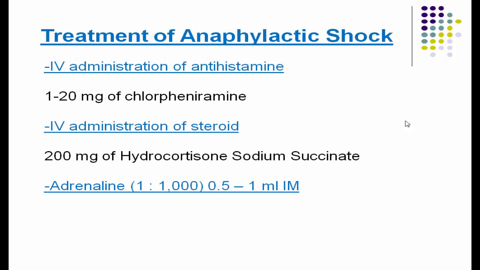Now the treatment of anaphylactic shock. IV administration of antihistamine such as 1 to 20 mg of chlorpheniramine. IV administration of steroid such as 20 mg of hydrocortisone sodium succinate, and adrenaline 1:1000, 0.5 to 1 milliliter IM.